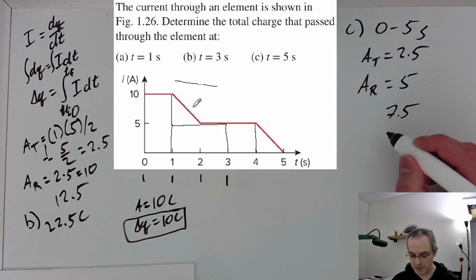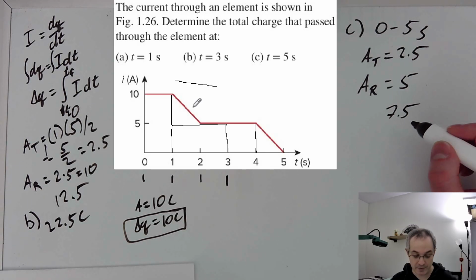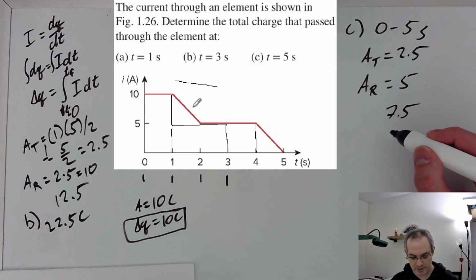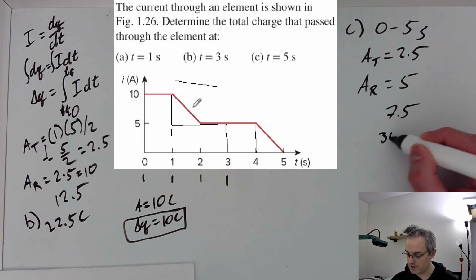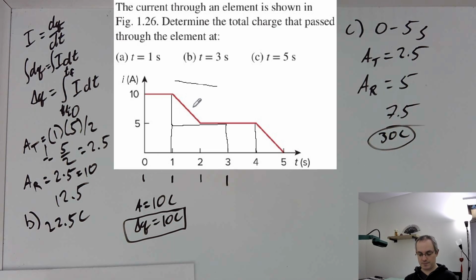We'll add that to the 22.5. And we'll get, see, if you add the 0.5, then it's 23 and 7, so 30 coulombs. There you go. Piece of cake.